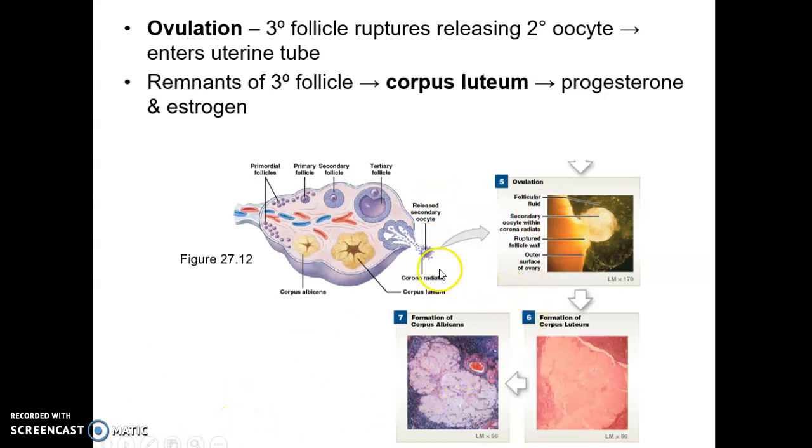Because if the oocyte gets fertilized, it'll take 7 to up to 10 days for it to reach the uterus and implant in the uterine wall. So in the meantime, the female has to not go into the menstrual bleeding or menses, and what prevents that is progesterone and estrogen that are secreted by the corpus luteum for up to 12 to 14 days after ovulation.